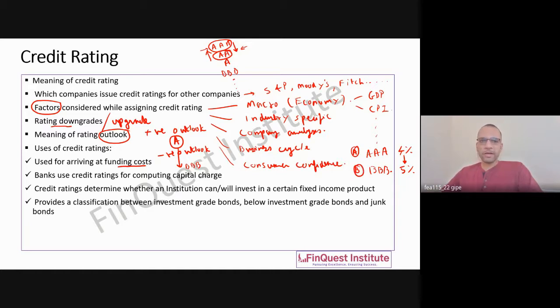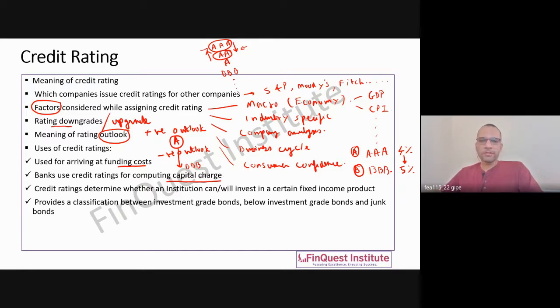then the bank uses credit rating for computing capital charge. So this is something which we had discussed when we studied the capital charge as well as the CVA charge framework. So this happens to be one of the inputs into that model, because your credit rating helps you decide on your risk weights, and that risk weight is the driver for your capital charge numbers.